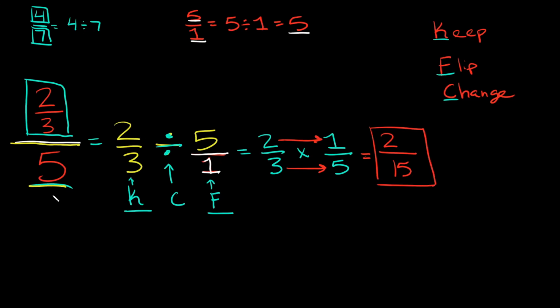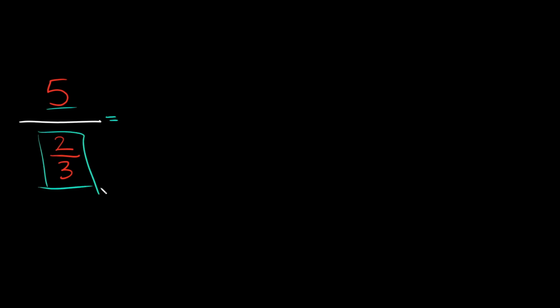Okay, now let's try another example where we're going to have this whole number on top this time. Okay, so here we have 5 divided by 2/3. So how are we going to do this? Well, again, our first step is just going to be rewriting this as a normal division problem. So it's just the numerator divided by the denominator, right? So the numerator is 5, and then that's divided by 2/3. Okay, now before doing this division problem, we have to turn 5 into a fraction again.